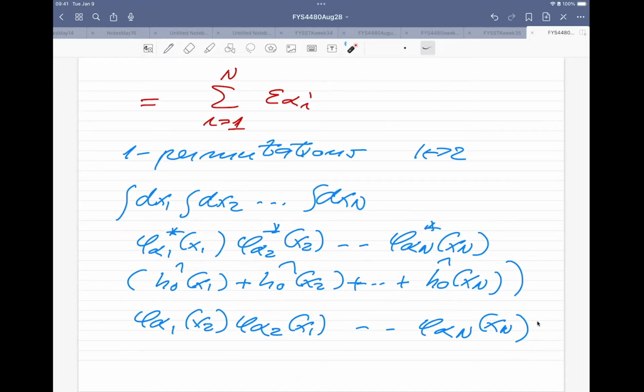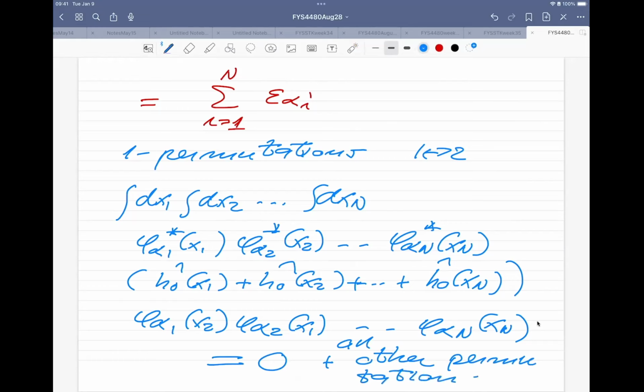Can you see that intuitively? Because if you make one or two permutations, you will always have orthogonalization integrals which have different quantum numbers. So that means that the result which you see here is obviously going to be equal to 0, plus all other permutations, or transpositions, which is a better word. So the final result for that expectation value is this one.